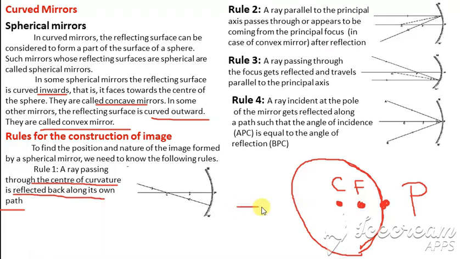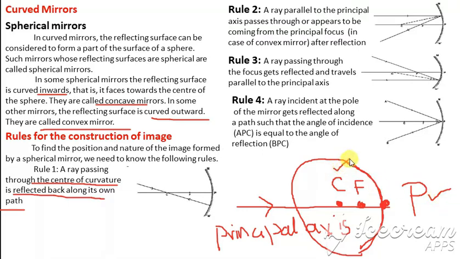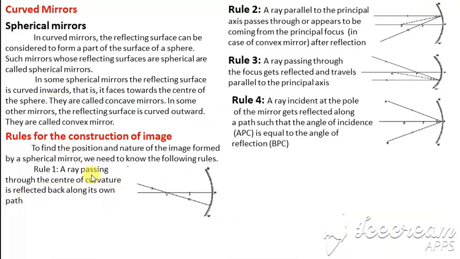Then the line which joins the center of curvature and the pole is called the principal axis. Okay, so that line is called what? Principal axis. Yes, clear with these four terms? So this is the pole, center of curvature, focus, and principal axis. Then the distance joining the center of curvature and the pole is called the radius of curvature. Okay, yes, clear? If you know these terms, we'll be able to understand these rules.